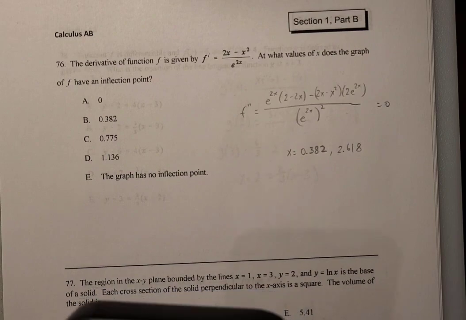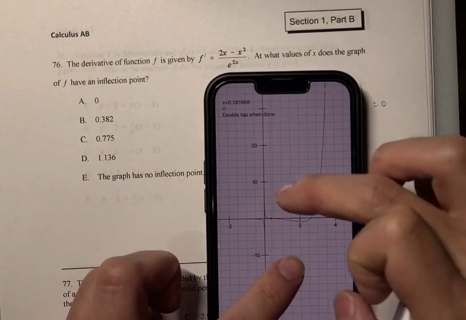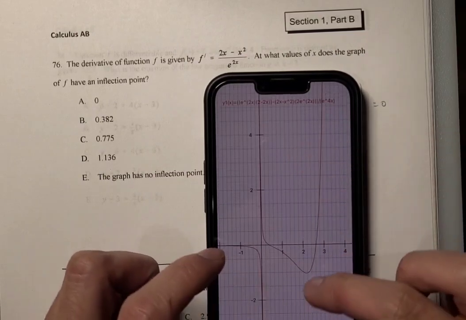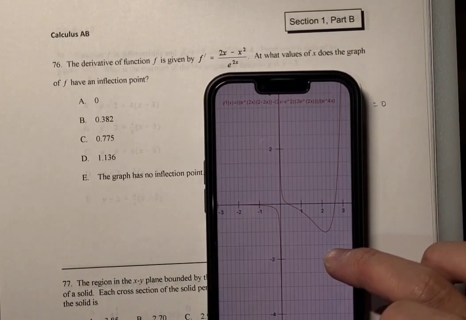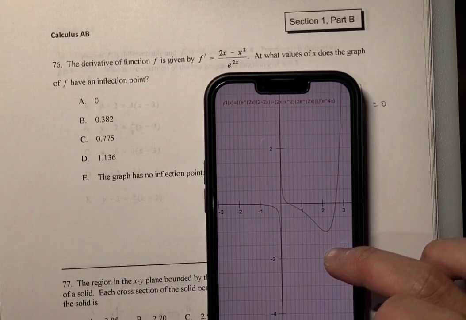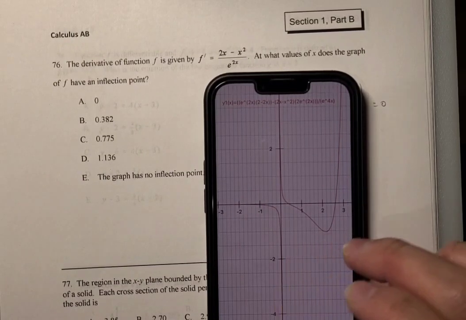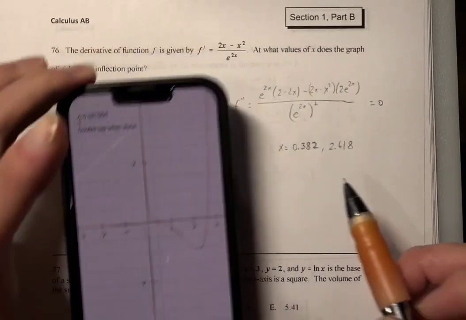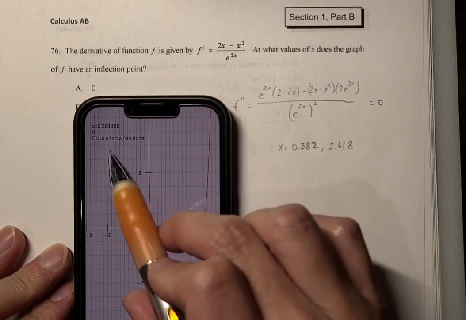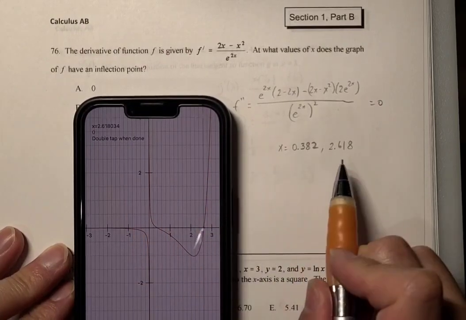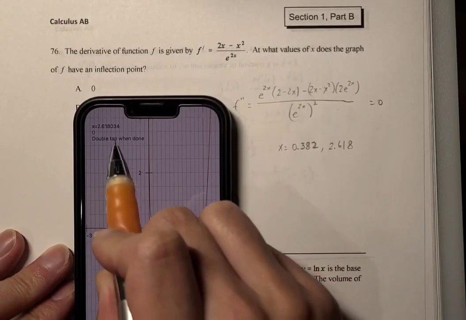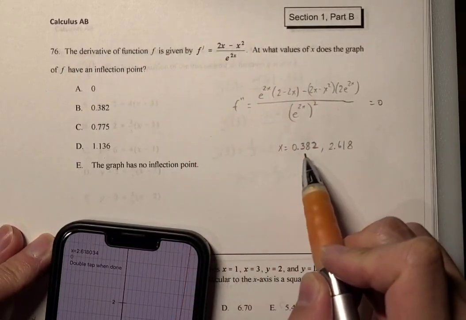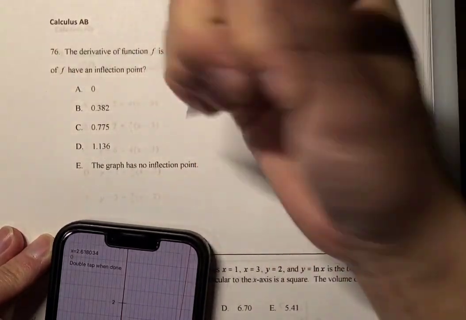Okay, so the graph looks something like this. Oh, let me pan it a little bit. Okay, so point of inflection, that's when the second derivative changes sign. So where does it change sign? It changes sign at this point, so let's find the root. That's 0.382 around there, right? And then also here at 2.618 around there, right? So it doesn't list the 2.618, but it does list this point, so B. Whoops, B.